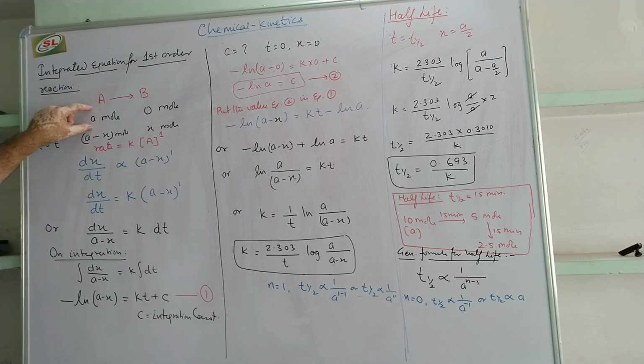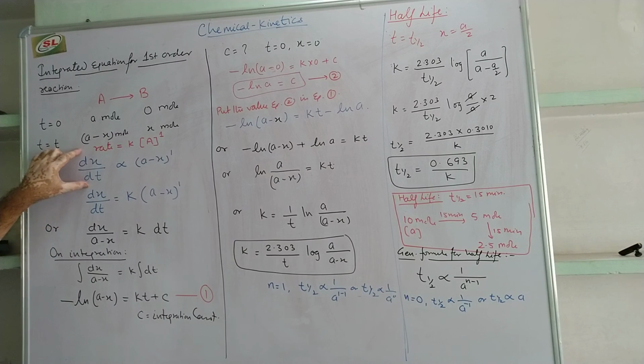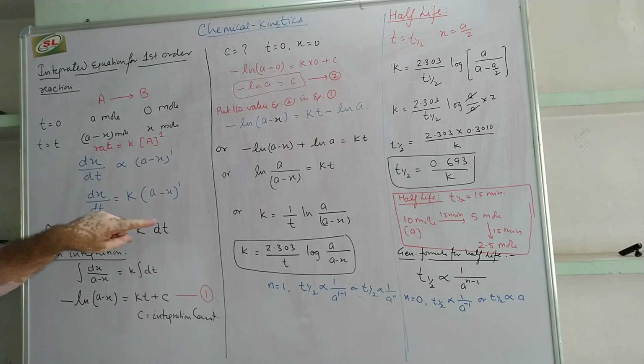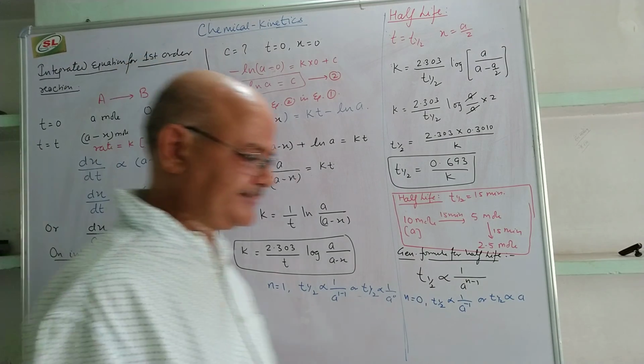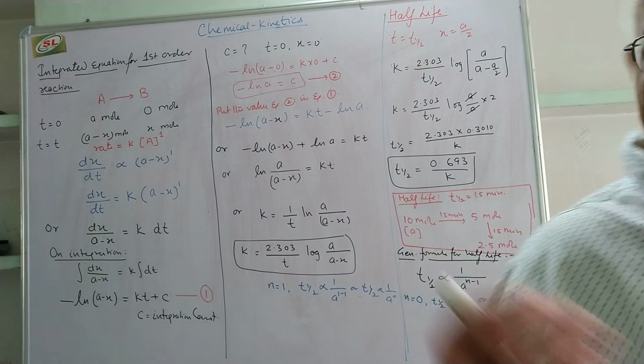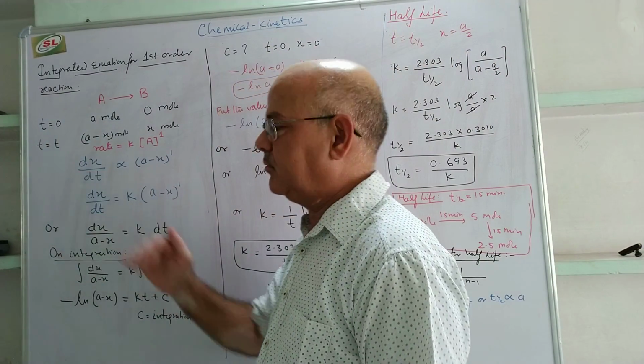Suppose we have started the reaction from 10 moles. After 15 minutes, 2 moles of A have dissociated, so 10 minus 2 becomes 8 moles. That means after 15 minutes, the rate will depend on the 8 moles only. As the concentration decreases, the rate of reaction slows down.